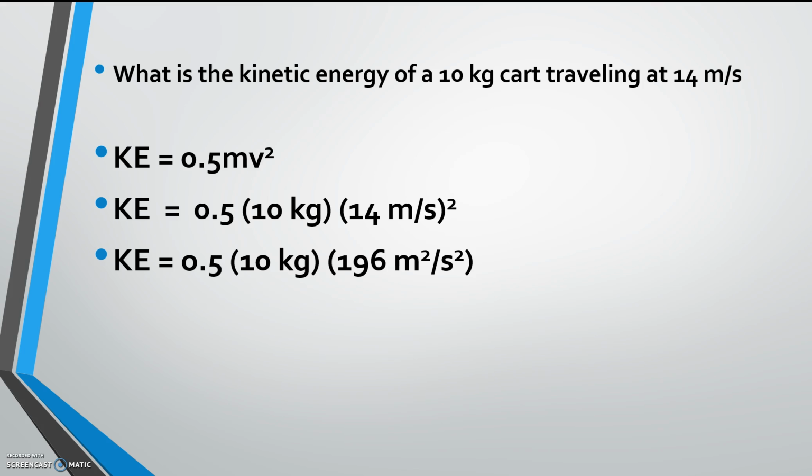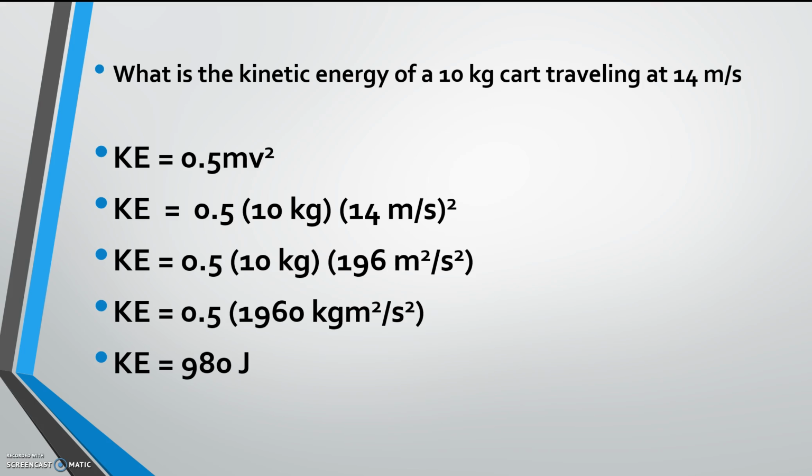We'll take that number and multiply it by the mass, or 10 kilograms. So that'll give us 1960 kilogram meter squared per second squared. And then finally, we'll multiply that by 0.5, and the kinetic energy will equal 980 joules.